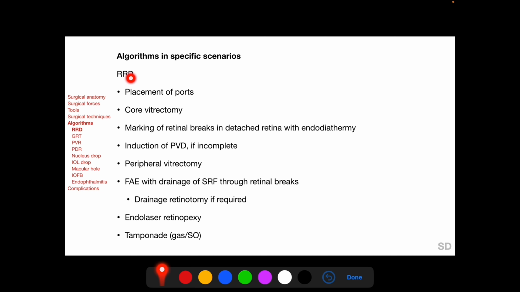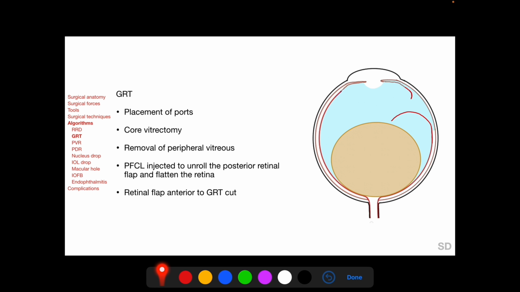In rhegmatogenous retinal detachment, the sequence is usually placement of ports, core vitrectomy, marking of retinal breaks in detached retina with endodiathermy, induction of posterior vitreous detachment if incomplete, peripheral vitrectomy, fluid-air exchange with drainage of subretinal fluid through retinal breaks, endolaser retinopexy, followed by tamponade. In giant retinal tear, following placement of ports, core vitrectomy and removal of peripheral vitreous, PFCL is injected to unroll the posterior retinal flap of the giant retinal tear and flatten the retina, and the retinal flap anterior to the giant retinal tear is excised.